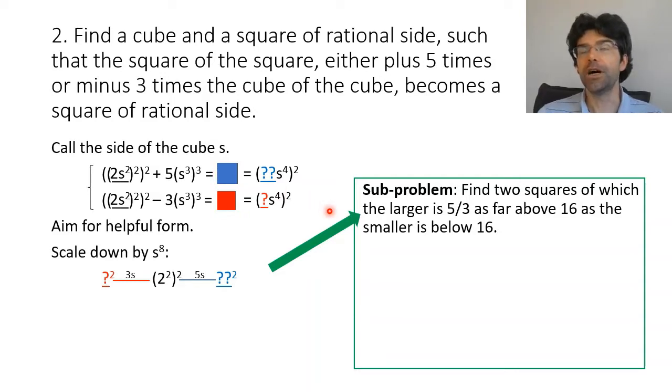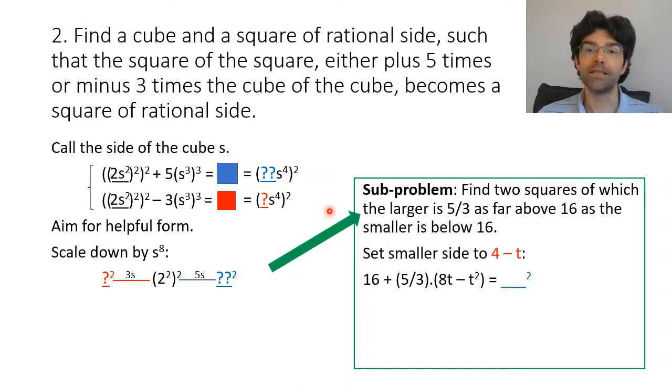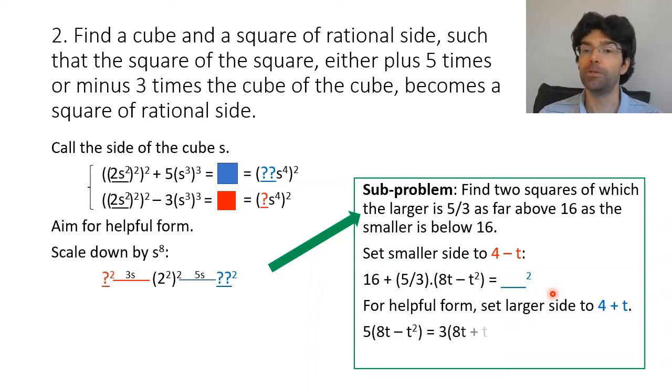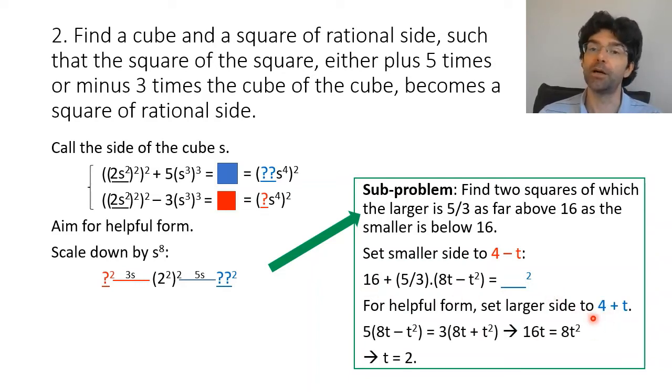If we set the side of the smaller square, the one below 16, so the side is 4 minus t, then this will produce 16 plus 5/3 of 8t minus t squared being a square, and we can simply equate that with the square of 4 plus t, and then the t to the 0 terms, the 16s, will cancel and we'll get helpful form. Specifically, we get t squared plus 8t is 5/3 of 8t minus t squared. That rearranges to 8t squared is 16t, and so t equals 2.